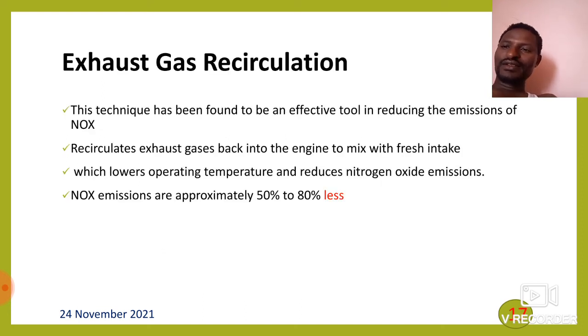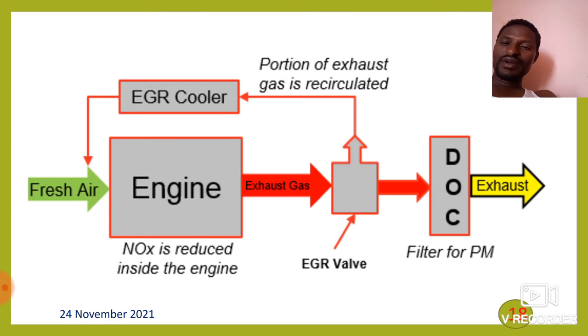Another one is exhaust gas recirculation. Simply you can call it EGR. This technique has been found to be an effective tool for reducing this emission. The exhaust gas goes back into the engine to mix with the fresh air, which reduces the combustion chamber temperature and reduces these harmful compounds by this method.